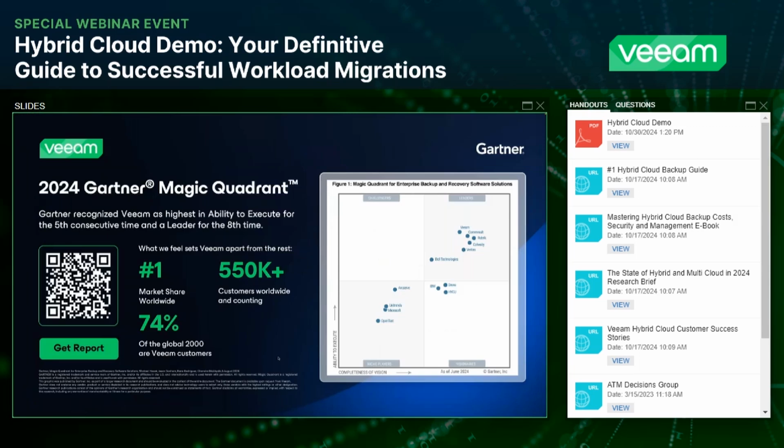We also just released the 2024 Gartner Magic Quadrant, which shows Veeam, again, as number 1 market share worldwide, more than 550,000 customers, and as being recognized as the highest in ability to execute for the fifth consecutive time and a leader for the eighth time. So this is, again, Veeam's prowess. You don't get that prowess by focusing just on a single platform or a handful of platforms. We want to be able to support all of those platforms and empower you to move that data as you see fit. So that kind of brings it full circle.